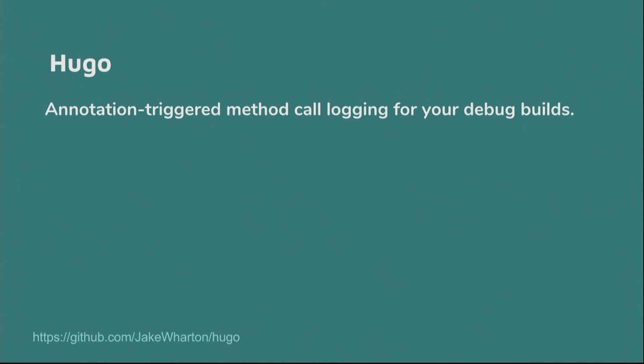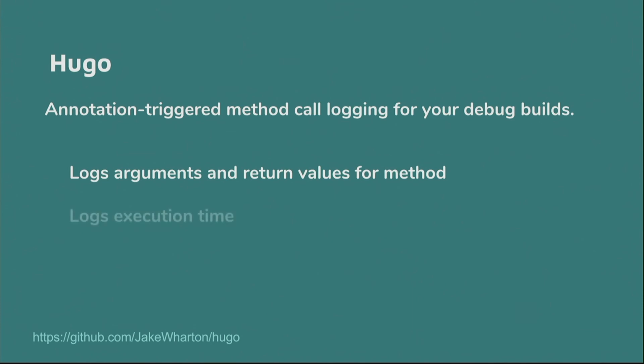Hugo. Another library, which is about measuring methods. It's called Hugo. It's developed by Jake Wharton. What it does is pretty simple. It just logs the arguments and return values of a method, and it logs the execution time.